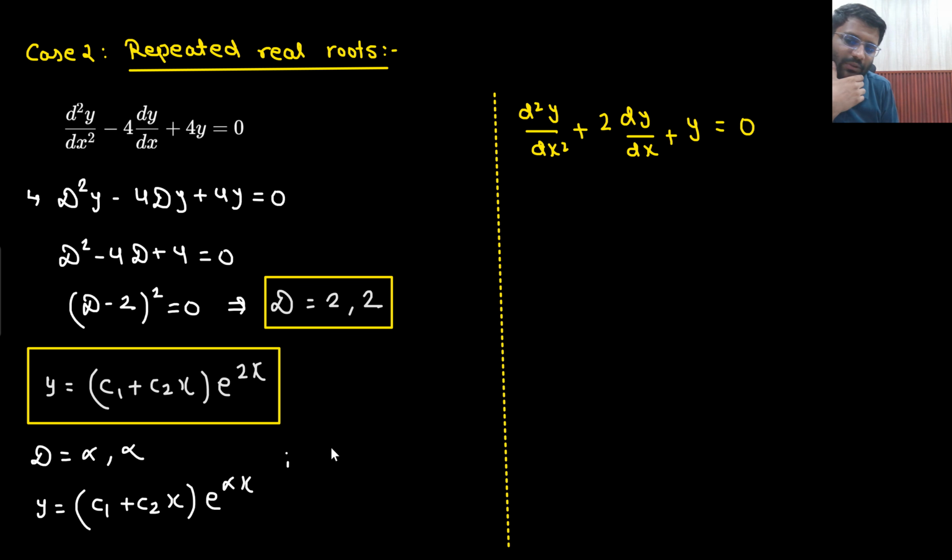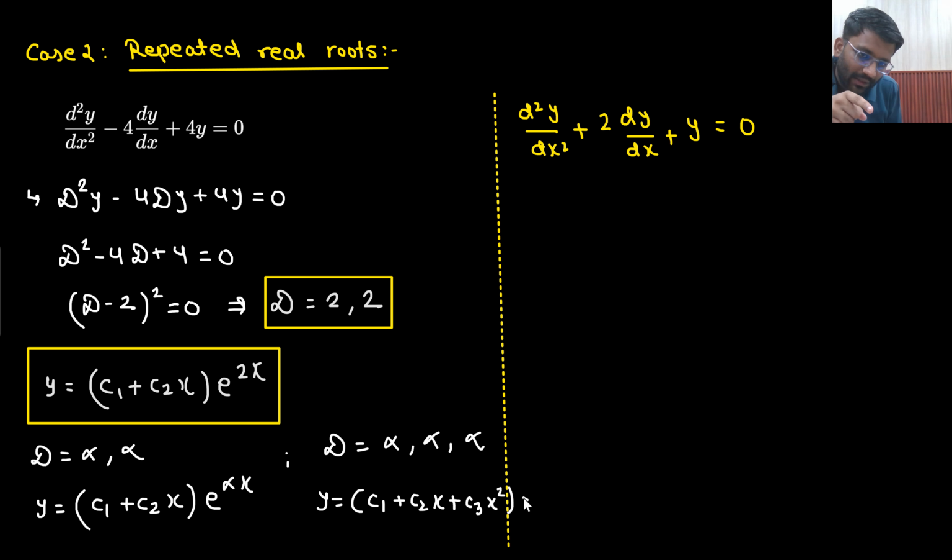Now, what if the roots are alpha comma alpha comma alpha? Then what will be the value of y? Sir, if you are getting three roots, that means it is a third order differential equation, so there will be three constants. Those constants will be C1, C2 and C3, and the solution is (C1 plus C2 x plus C3 x square) e to the power alpha x. That will be the answer. We will see this case later on, but I am just telling you that if there are three repeated roots, this is how you will write it down. If there are four repeated roots, then what will be the answer?